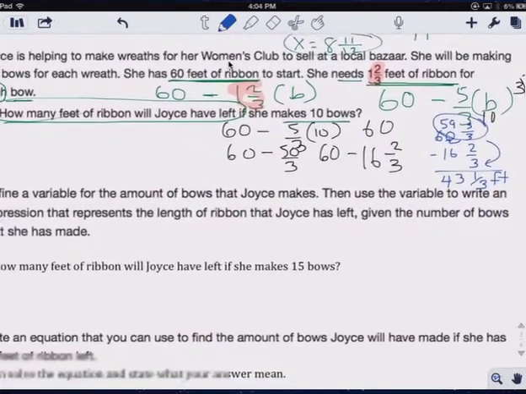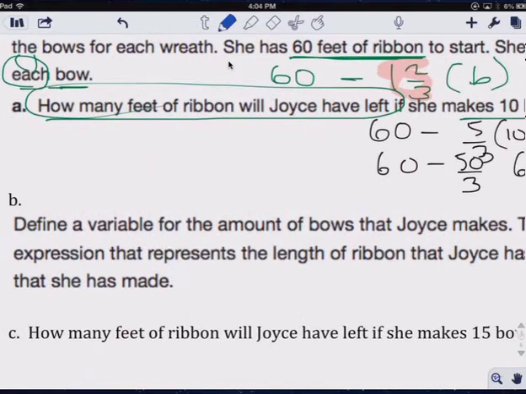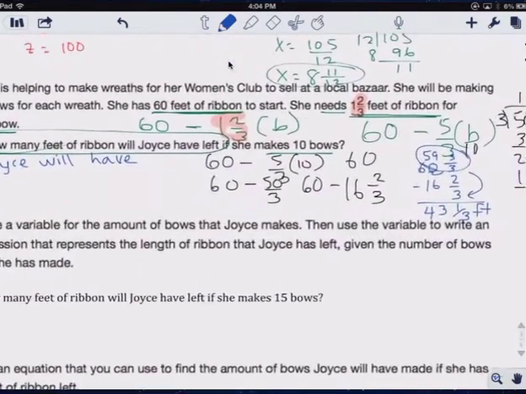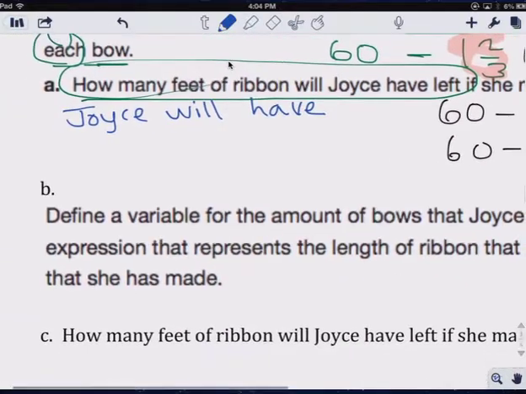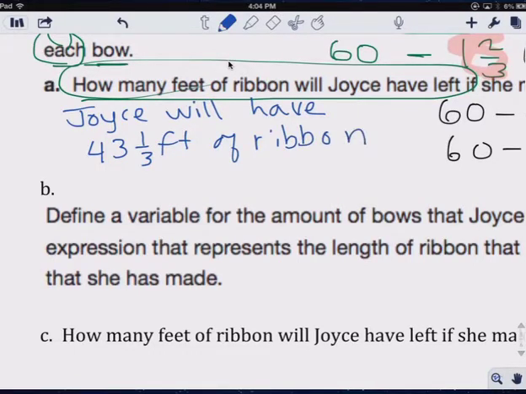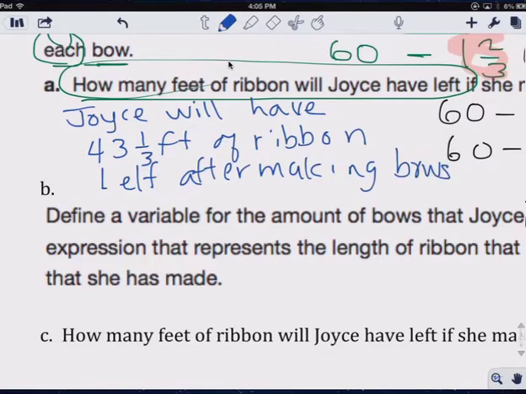So, how many feet of ribbon will Joyce have left? Joyce will have 43 and 1/3 feet of ribbon left after making 10 bows.